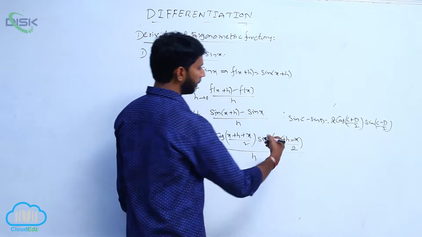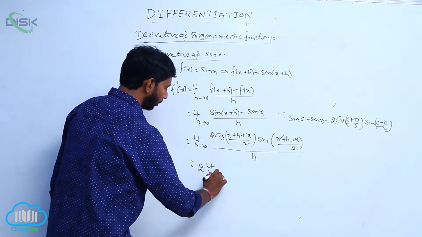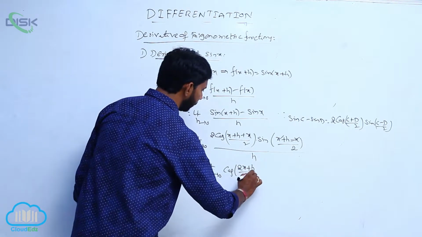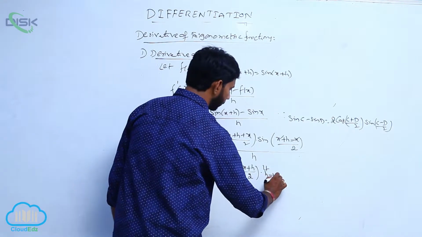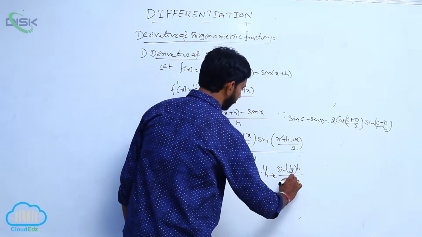Here minus x and plus x get cancelled, that is 2 of limit h tends to 0, cos of (2x plus h) by 2, into limit h tends to 0, sin of 1 by 2 of h, by h.